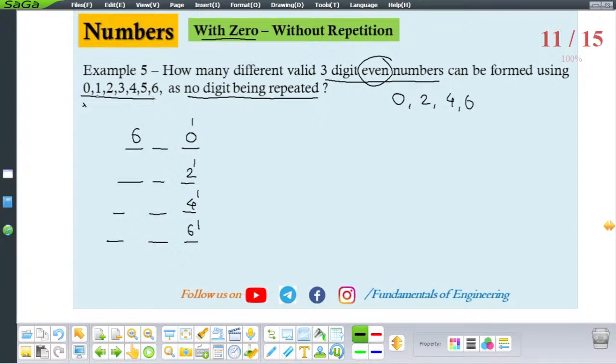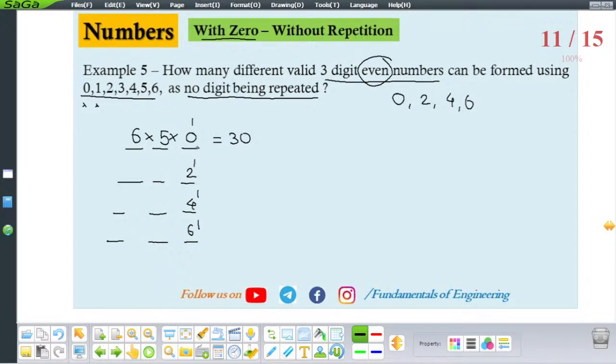Now if we have written one of them, the remaining are 5. So we get 6 into 5 into 1. 0 is the only possible choice at the unit place because we have to form an even number. So 6 into 5 into 1 gives 30. This is the number of valid 3-digit even numbers when we have 0 at the unit digit.